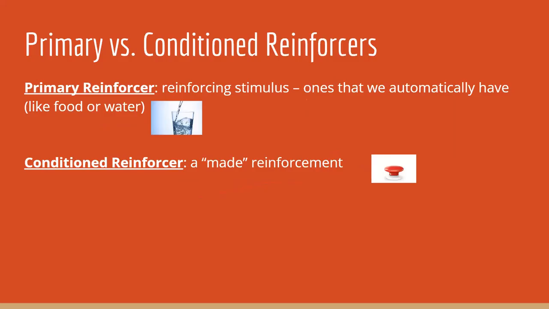Primary versus conditioned reinforcer. A primary one is just something that's a natural thing that we're born with. So like food and water, it's a natural or primary reinforcer that would make us want to do something. If you're stranded in a desert and you see a lake or something, then you're going to want to walk to that, right? It's a reinforcer that's just primary. You definitely want to have that.